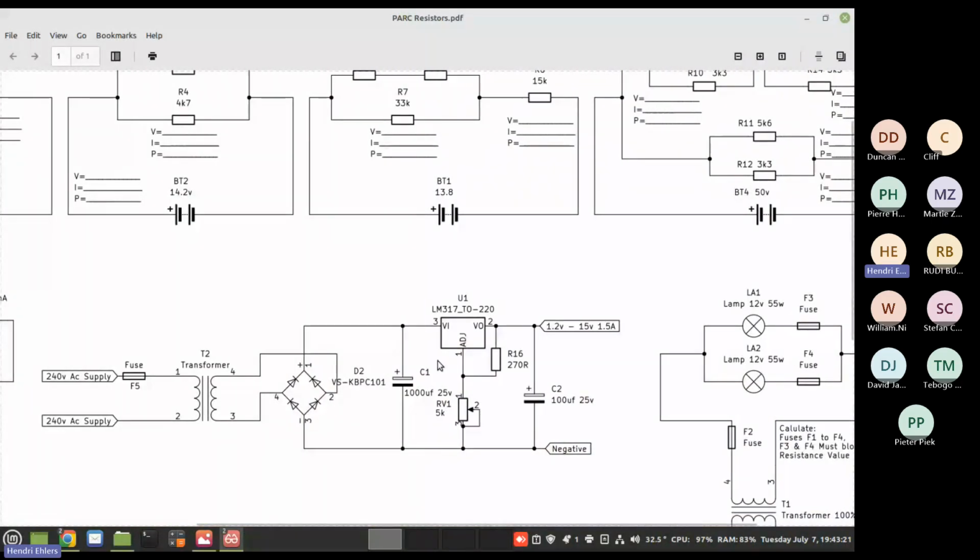This is the typical, I told you about the voltage regulators. 317 is a variable voltage regulator. We're going to still do transformers. You know what the bridge rectifier is.